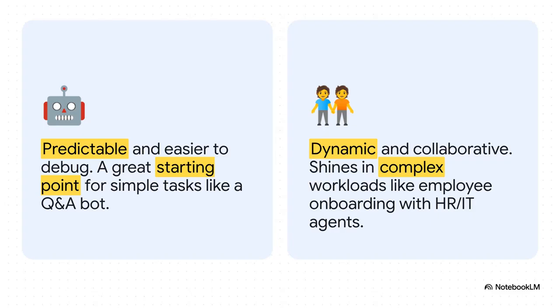Look, a single agent, like a simple Q&A bot, is predictable, it's easier to debug, and it's a great starting point. But for something really complex, like onboarding a new employee, that's where a multi-agent system is where the magic really happens. Just imagine it. Separate agents for HR, IT, and compliance, all collaborating to get that workflow done. The key takeaway? Please start with one agent. Only build a team when the complexity truly demands it.